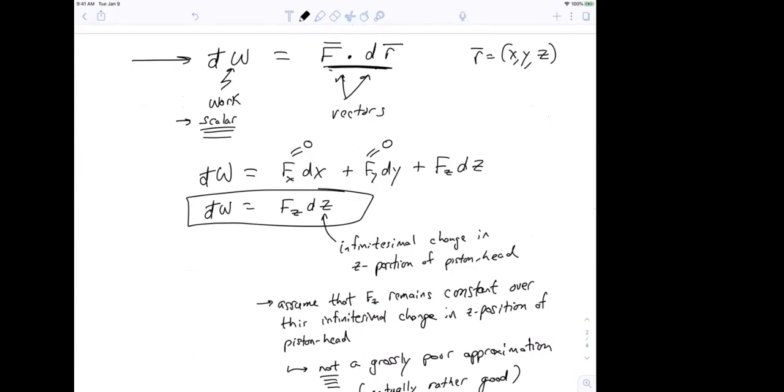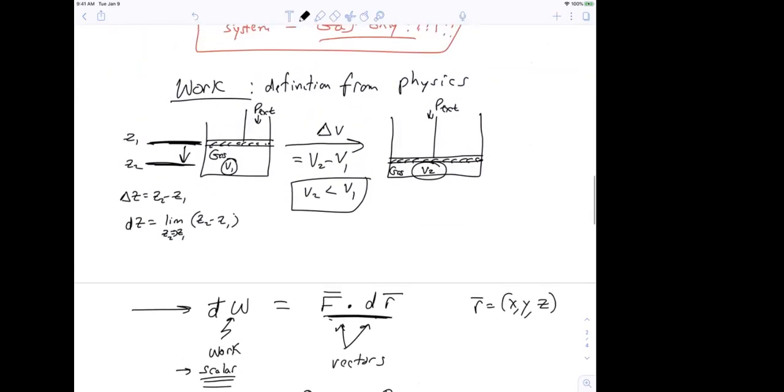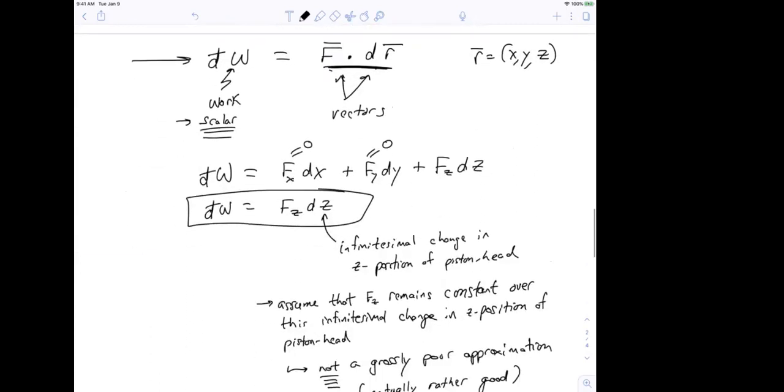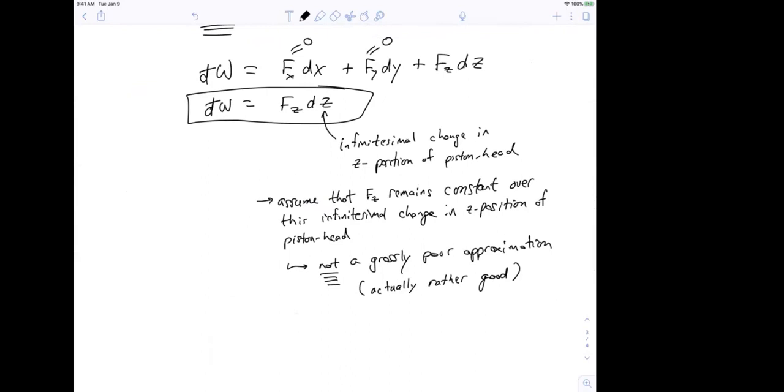And of course, work has to be scalar because just from our intuitive understanding of work, there's no direction to work. Work is just work. It's some amount. There's no directionality to it. And so the scalar product takes care of converting vectors into scalars. And in this case, since we only have motion in the Z direction, we don't have to worry about forces that change the position of the piston head in the X and Y direction. So there's only force in the Z direction. So the direction of the force leads to motion in that direction. So in this case, we only have motion in the Z direction, so we only have Z force.